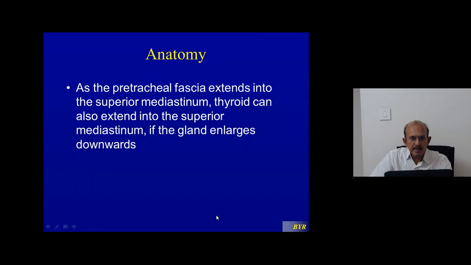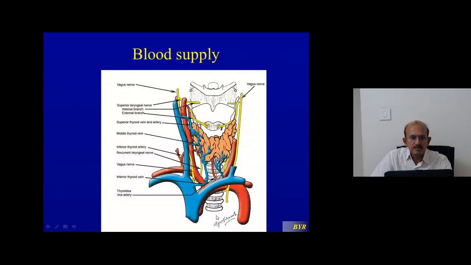As the pretracheal fascia extends to the superior mediastinum, the thyroid can also extend to the superior mediastinum if the gland enlarges downwards. Then it is called the retrosternal extension. If the whole gland develops and enlarges in the thorax, then it's called a retrosternal goiter.